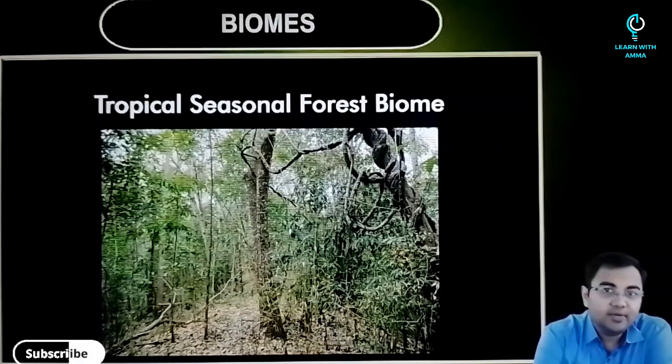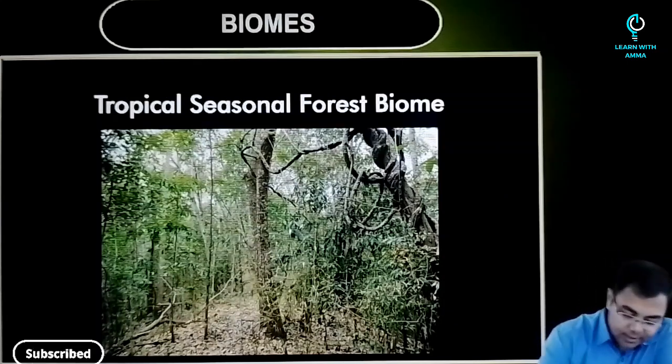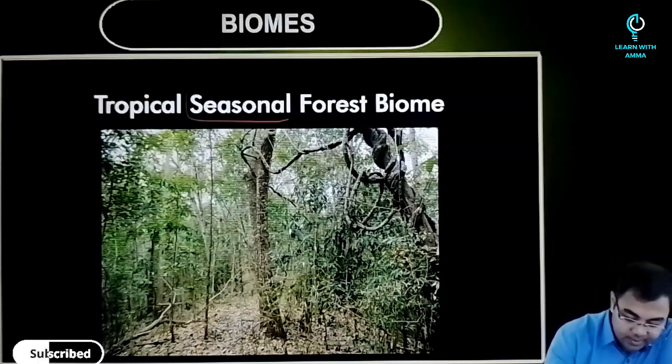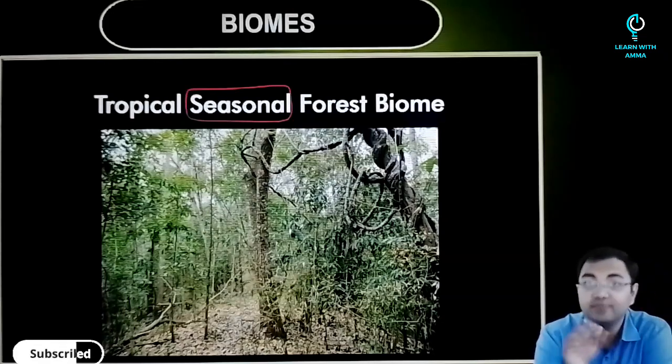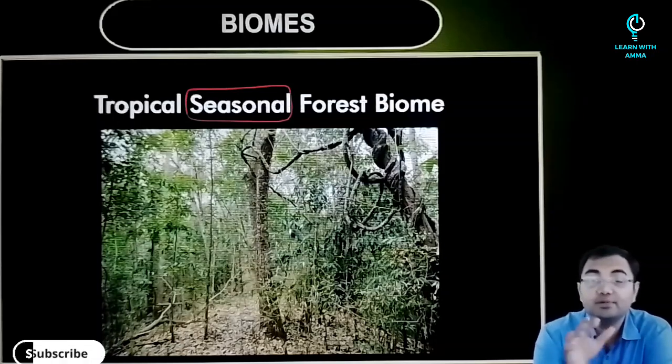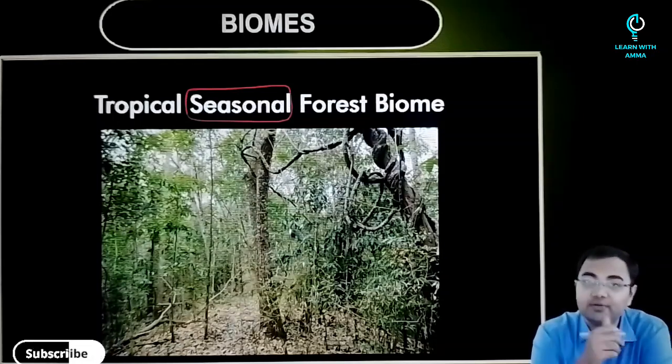The next biome that we have in the tropical region is the tropical seasonal forest biome. Now here seasonal becomes a very important keyword. Why is the word seasonal being used? Because this is where you will see that there will be seasonal patterns that will be observed.